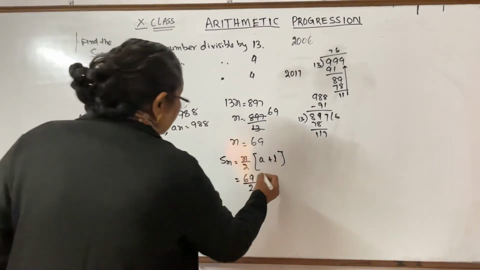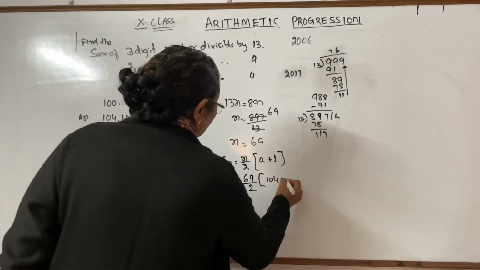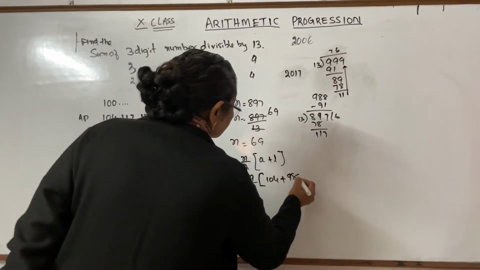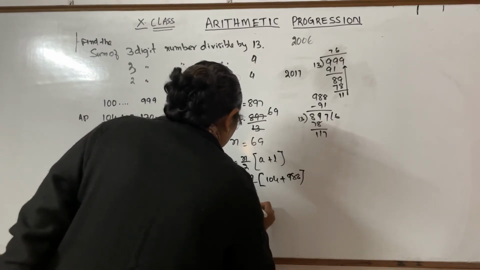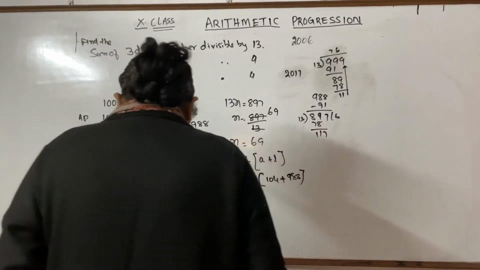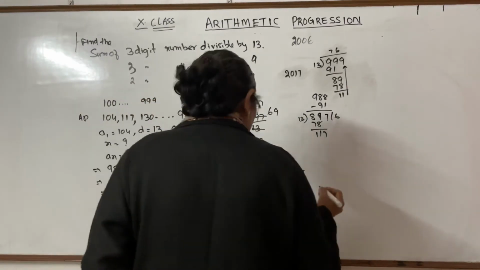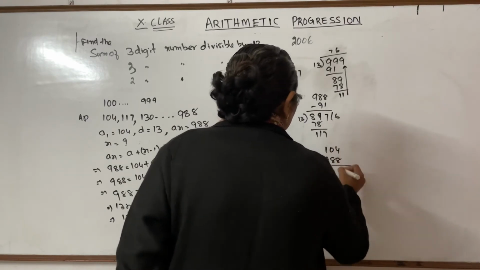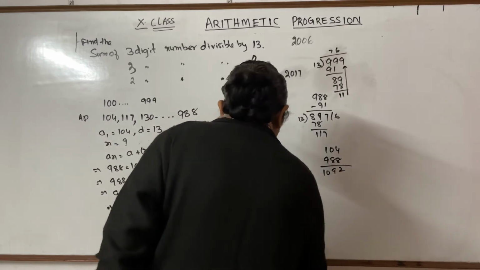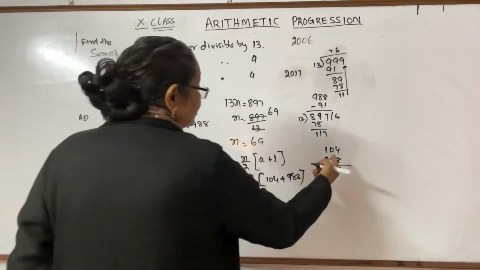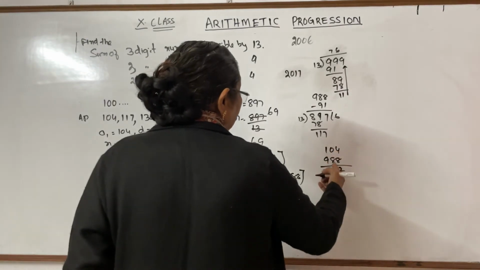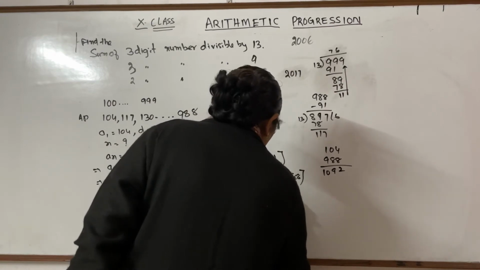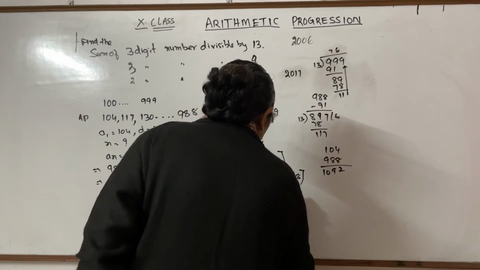Okay, so what do we put for a? 104. What is our nth term? The nth term is 988. Okay, now we shall add it up. 104 plus 988. You have to see whether the same has come or not. 8 plus 4 is 12. 8 plus 1 is 9, plus 1 is 10. So 1092. Now divide by 2: 2 5s are 10, 2 4s are 8, 2 6s are 12.